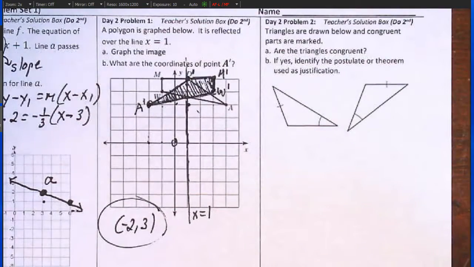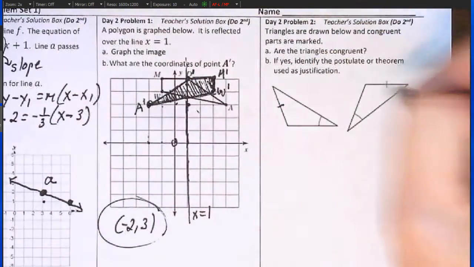Now day 2, problem 2. Triangles are drawn below and congruent parts are marked. Are the triangles congruent? Do we have enough information given to us to know that they're congruent? Because they certainly look the same shape. But do we know it for sure?